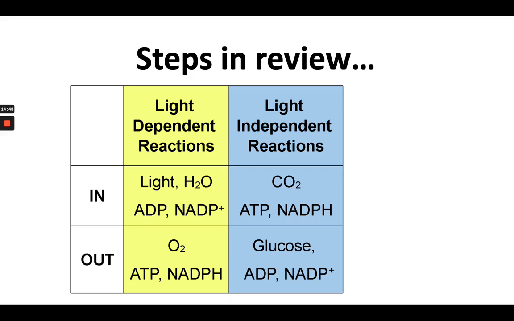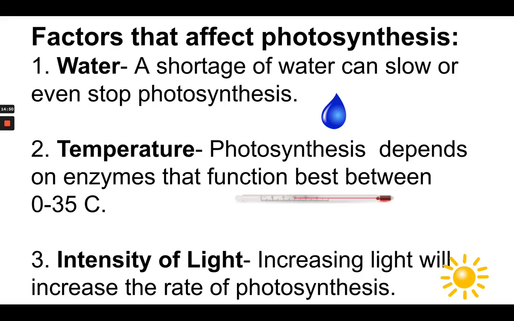Photosynthesis is dependent on enzymes. And we learned that enzymes are affected by things like temperature, concentration, and acidity. Therefore, photosynthesis can be affected by those things as well. For instance, if there's a shortage of water, photosynthesis will slow or even stop.